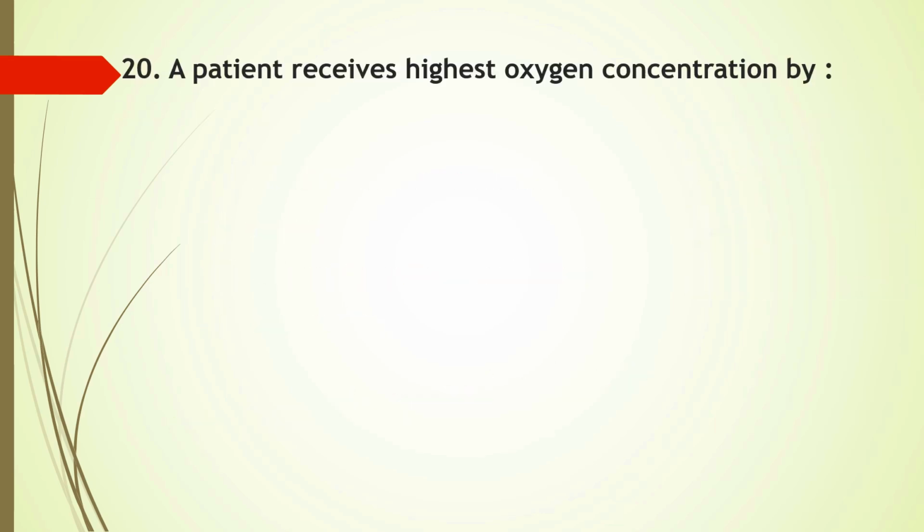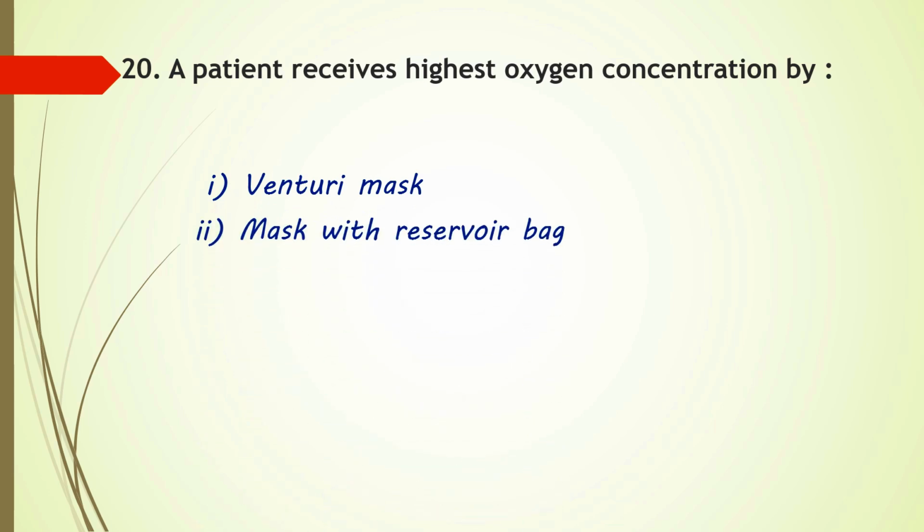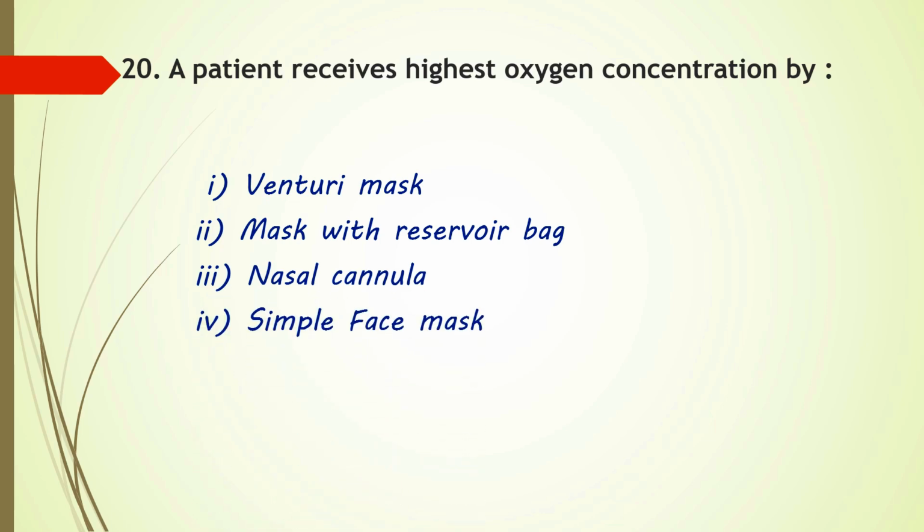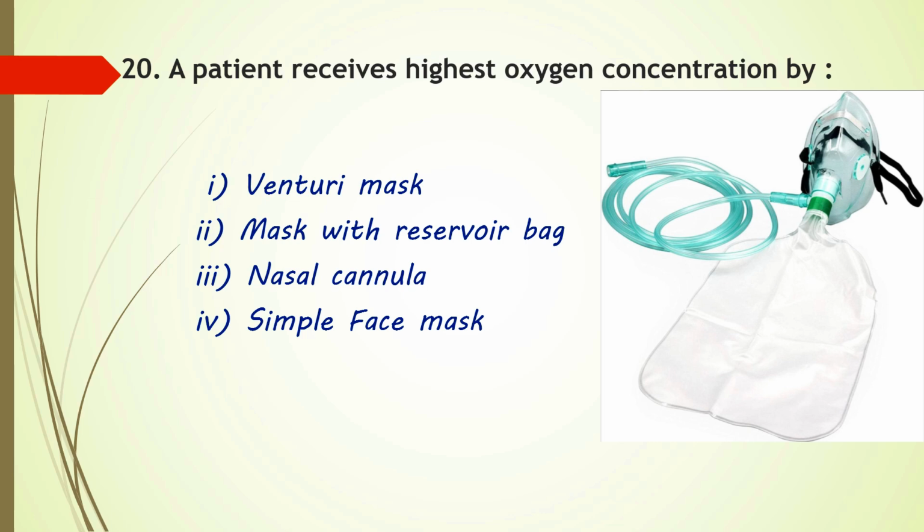And the last question of this quiz session is, a patient receives high oxygen concentration by, options are Venturi mask, mask with reservoir bag, option 3 nasal cannula, or option 4 simple face mask. Yes, a patient receives the highest oxygen concentration by mask with reservoir bag at a level of 10 to 15 liters per minute. Here option 2 is the correct answer.